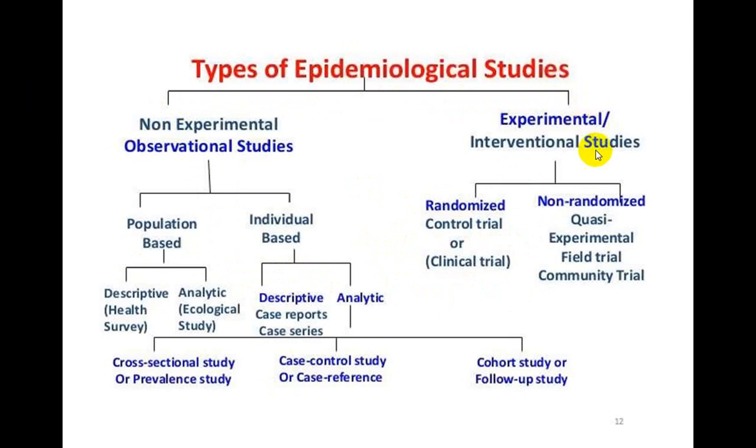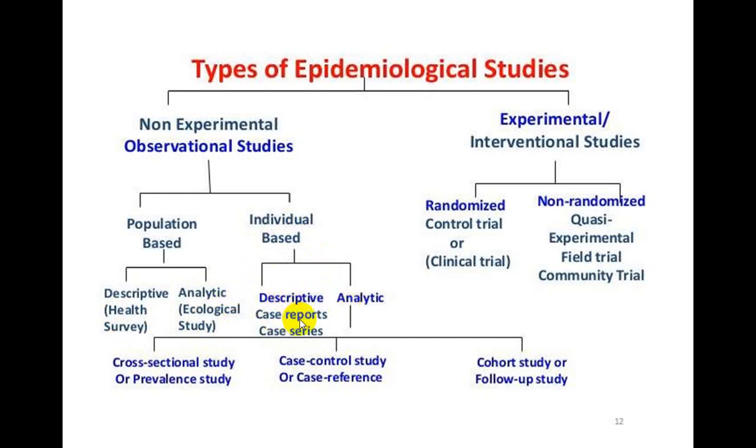Two types of epidemiological studies: one is non-experimental and the other experimental studies. Non-experimental studies are the observational studies and interventional studies. Observational studies are further divided into 2 parts: population-based study and individual-based study. Population-based study is further divided into 2 parts: descriptive studies, or we simply call it health survey, and analytical studies, we call it ecological studies. Individual-based studies are further divided into 2 parts: descriptive study and analytical study.